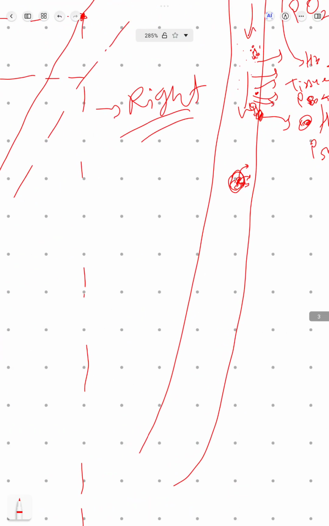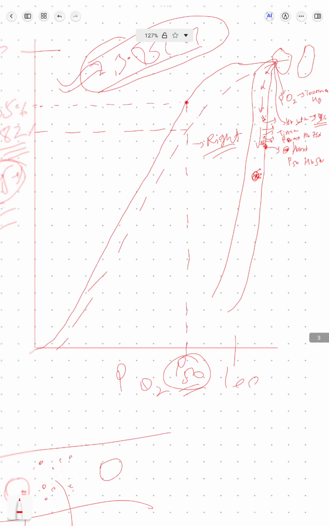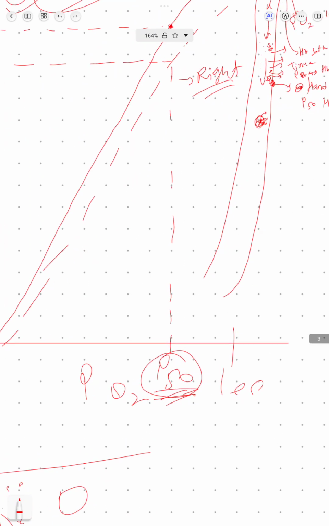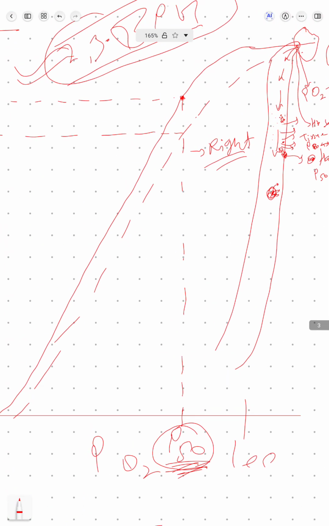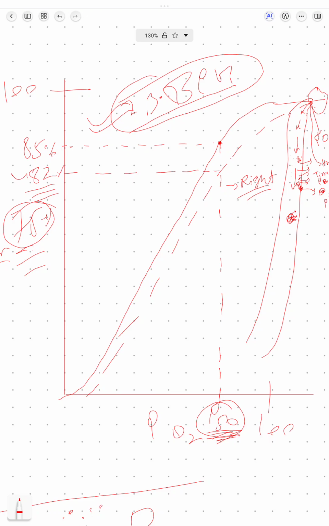it makes that oxygen be released, which makes P50, which we are taking as a value, achieved before hemoglobin corresponds to that point. So this is right shift.